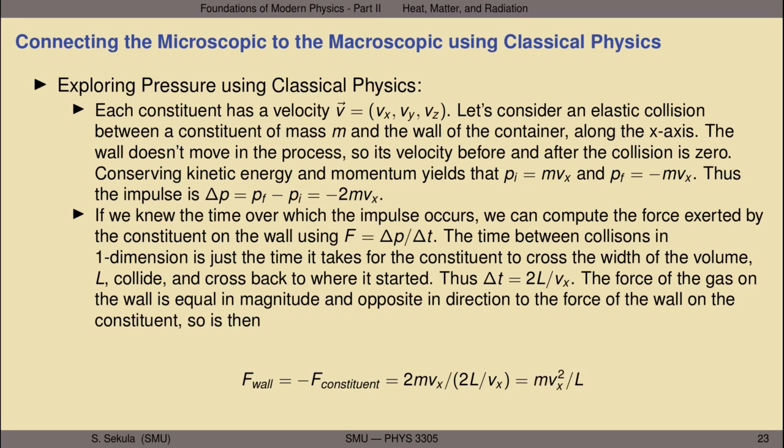And simplifying this, we find that the force experienced by the wall due to this one collision from this one gas molecule is mvx squared divided by L. That is, the mass of the gas molecule times its speed along the x direction squared, divided by the length of the wall along the x axis.